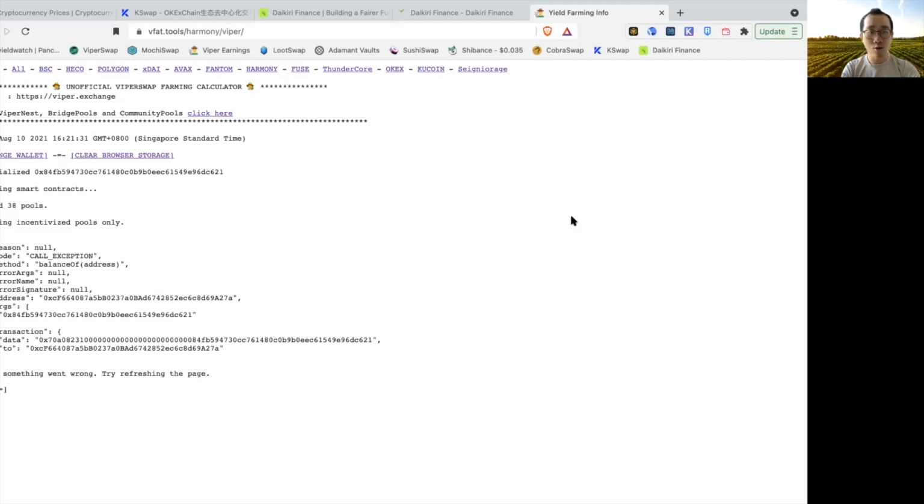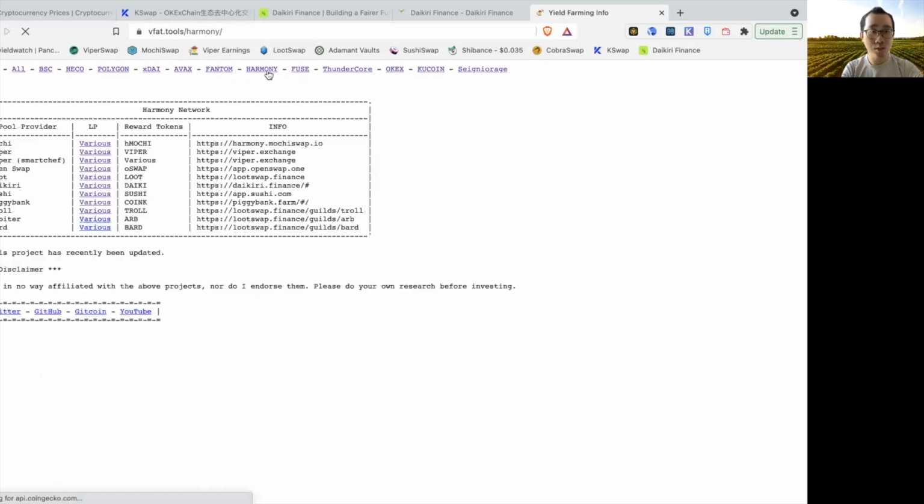So the first thing to cover for today is that many of my friends ask, where on earth do I find all these new farms or all these new coins to ape into before APRs start going down? Well, one of the tools that I use a lot is vfat. As you can see here on vfat.tools, there's a whole list of blockchains right at the top of the page that you can select, and then once you select, for example, Harmony, you're able to see all the different farms that are available on that network.